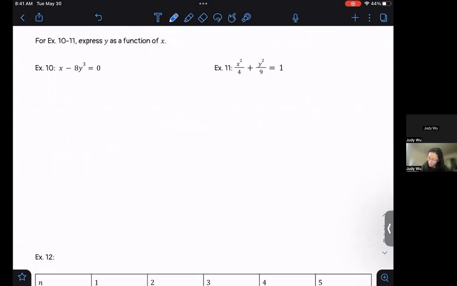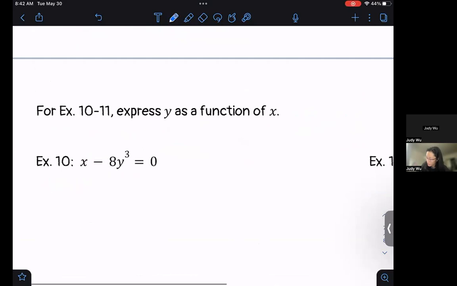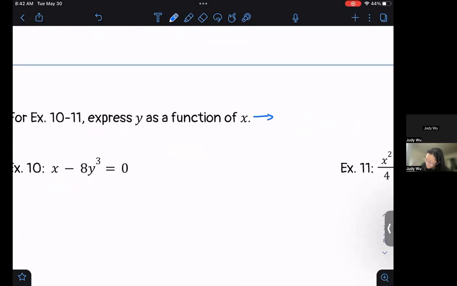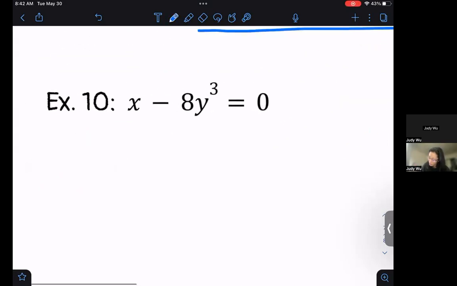All right, let's move on to examples 10 and 11. The directions here are a little bit different. They say express y as a function of x, all right? In regular people terms, what this means is isolate y. Solve for y, get y all by itself. All of those mean the same thing. So when someone says express y as a function of x, you need to get your y all by itself. So let's begin with example 10.